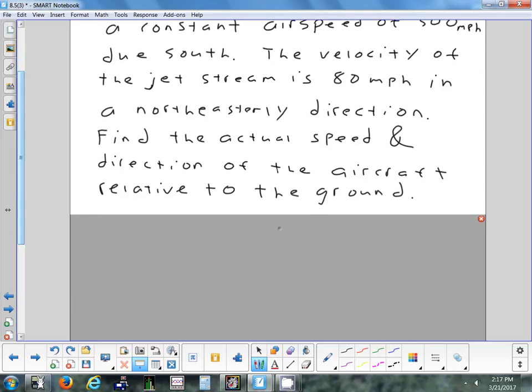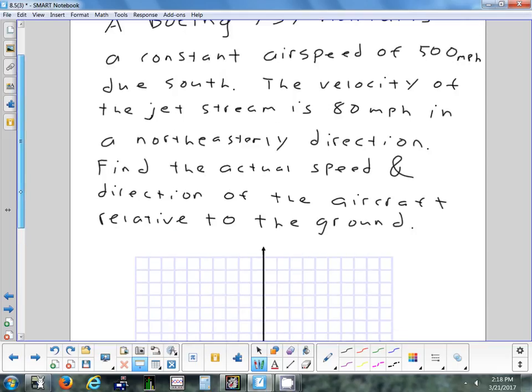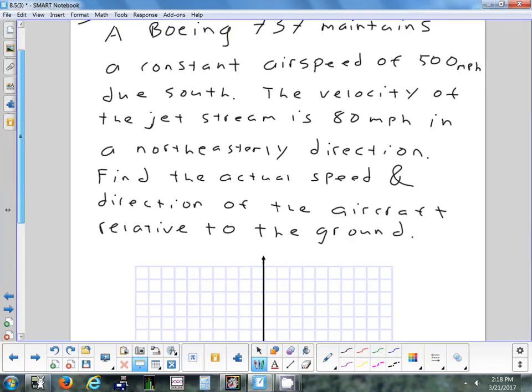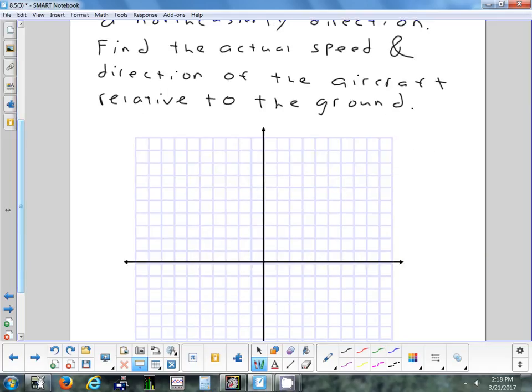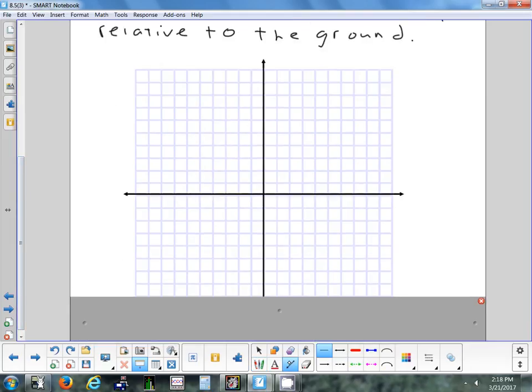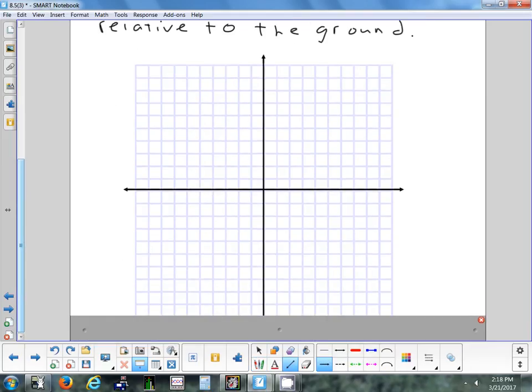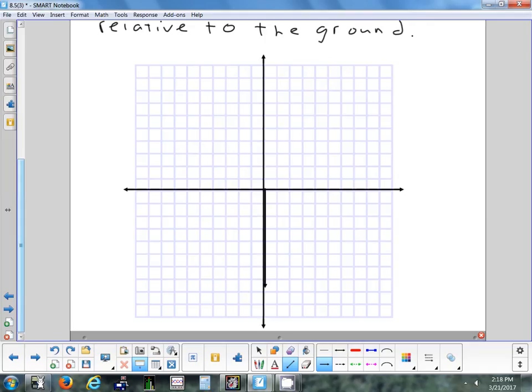Right? So let's see if we can figure this out. The first thing you really want to do with all of this is make a picture. There's going to be two things I'm going to start with in my picture. I'm going to start with the 500 miles per hour, and what direction is the plane traveling in? South, which on the grid would be down. So here, I'm going to start, and I'll make it a different color so you can see it. That's the velocity vector for the plane.